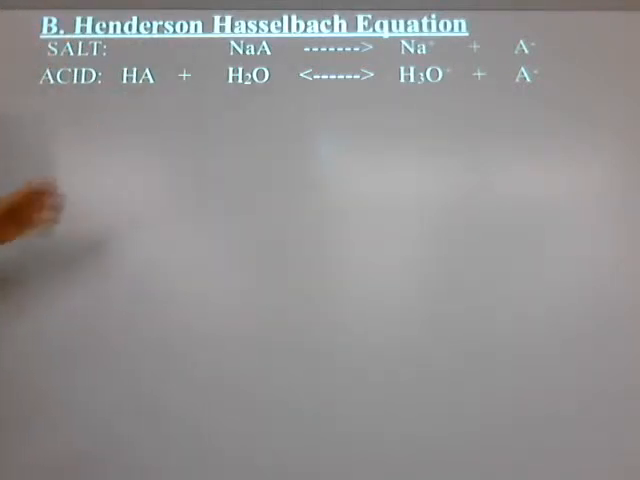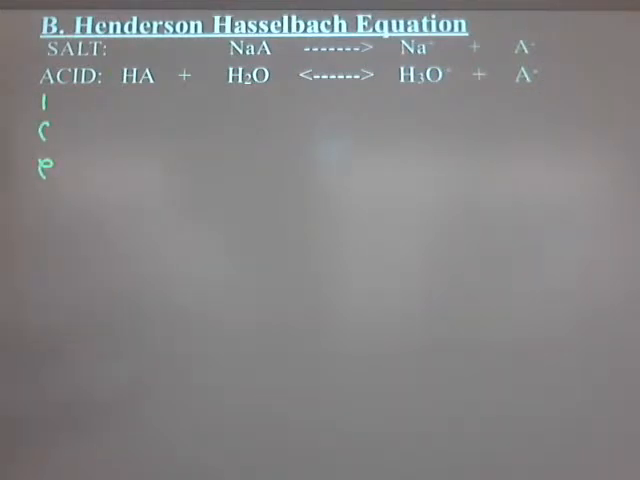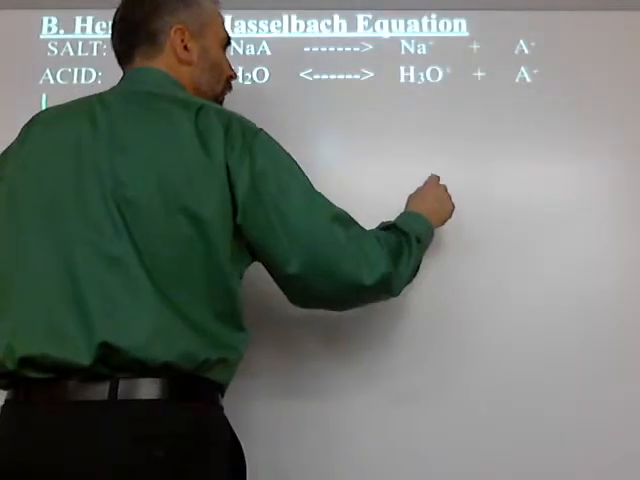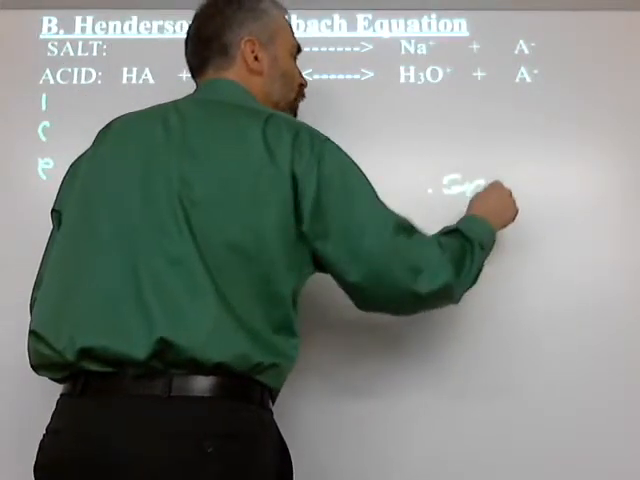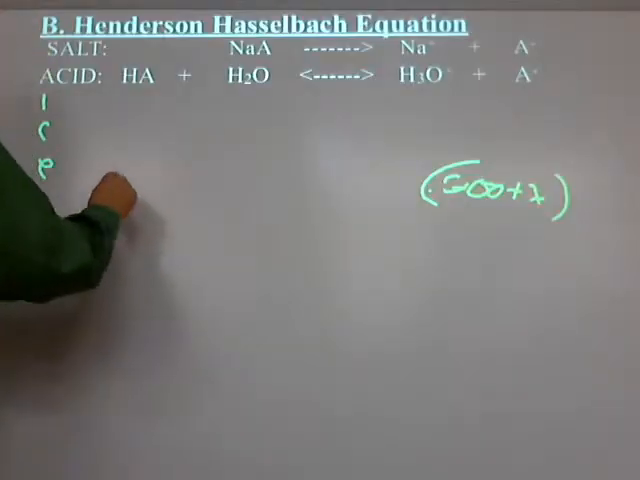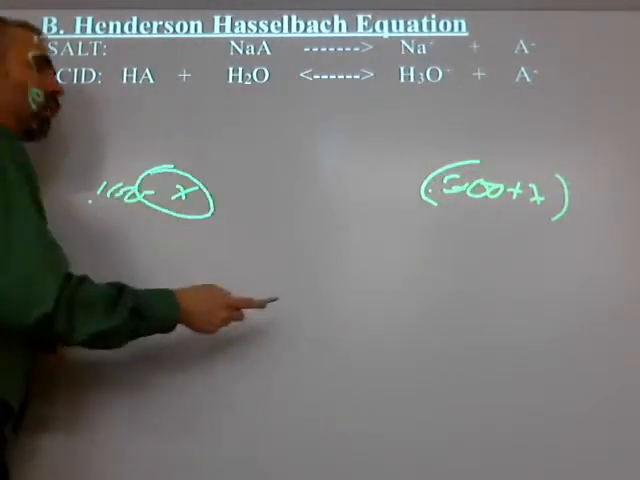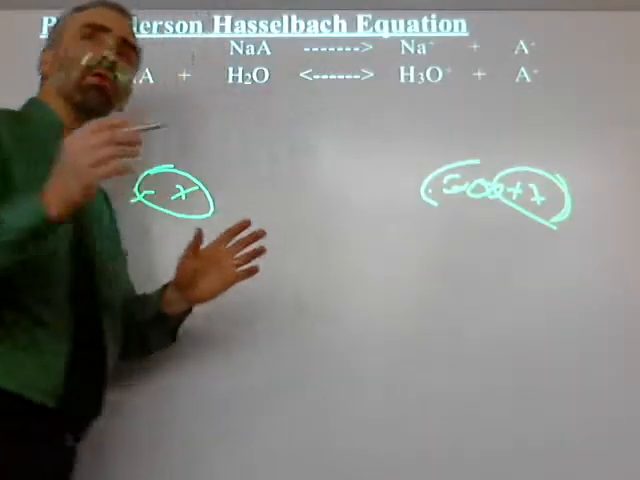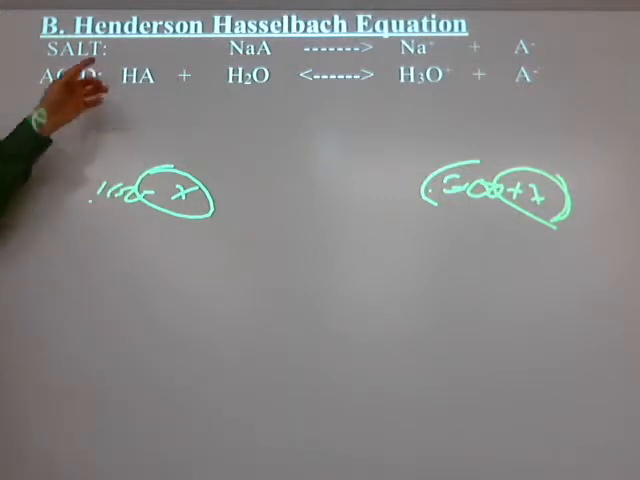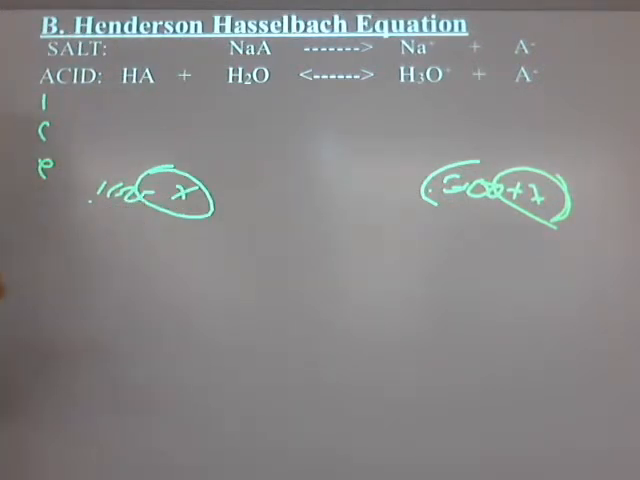I want to be able to do this without doing a big, long ICE problem. I don't want to have to do that, and here's why. If you remember, in the last problem you'd have 0.20 plus x over here, and over here we had 0.100 minus x. Remember that? Just a minute ago. But we ignored both of those x's. And since we ignored both of those x's, the concentrations were basically whatever they gave me in the problem, 0.2 and 0.1. So I didn't really have to do all of that.